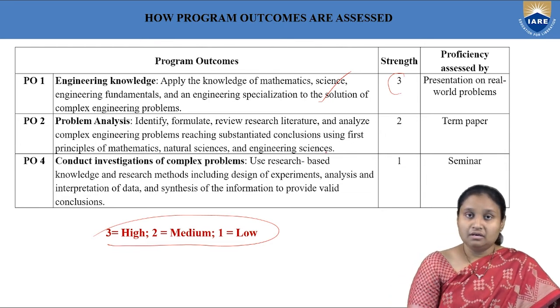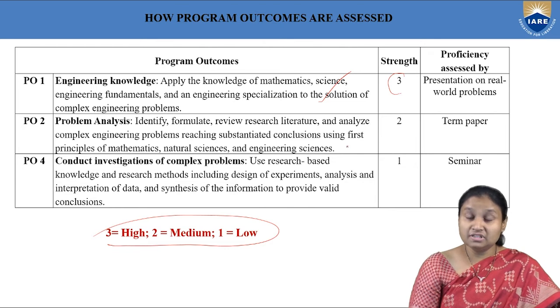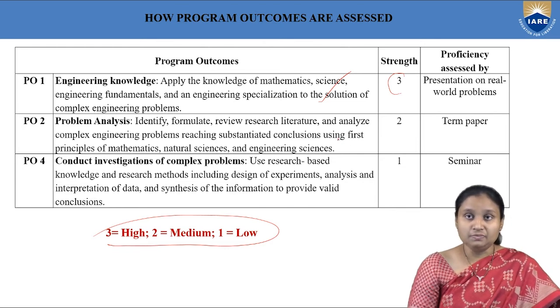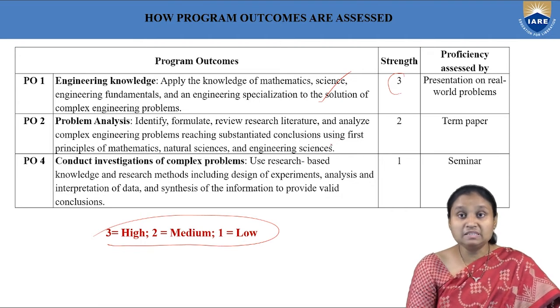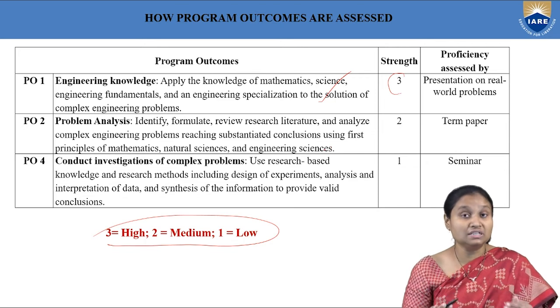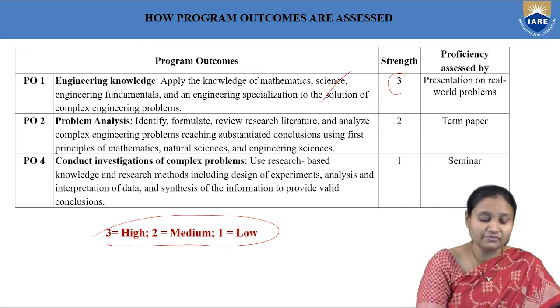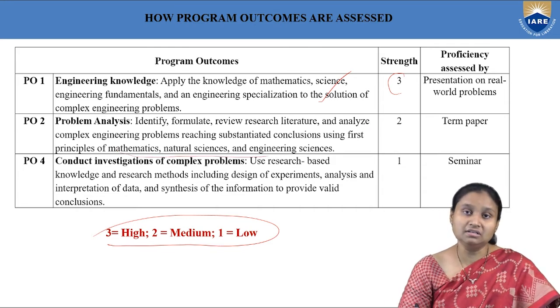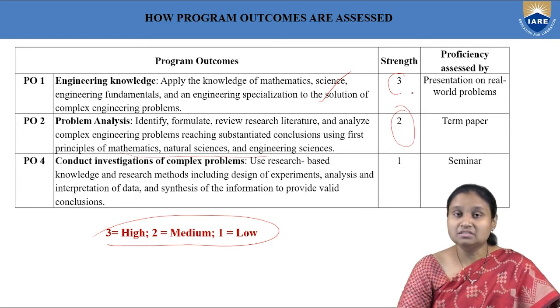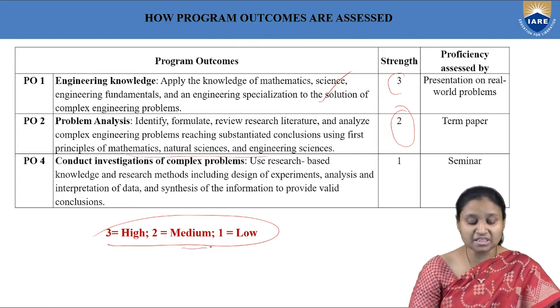And then coming to this engineering physics course outcome, it will be mapped to second PO, which is problem analysis, where they can review research literature and analyze complex engineering problems using first principle of mathematics, natural sciences and engineering sciences. So here, what is the strength of mapping? CO mapping to PO, strength is 2. It means that mapping is medium.